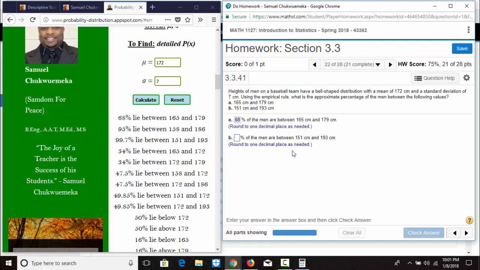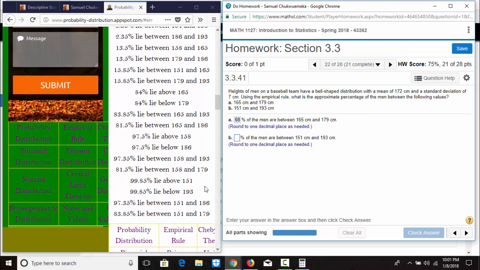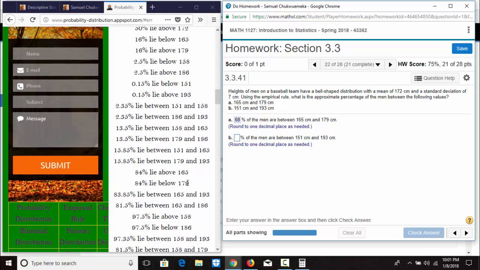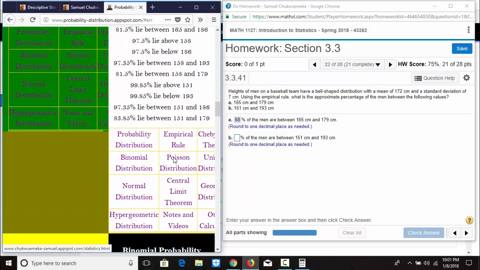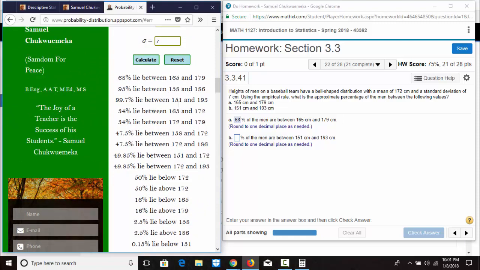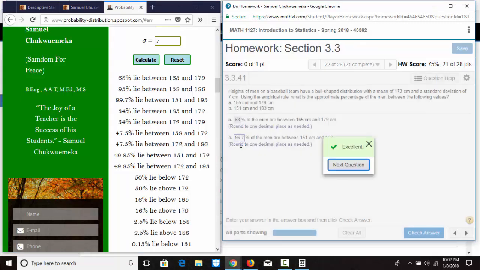Then what percent of the men are between 151 centimeters and 193 centimeters? So 151 and 193. Look for it. 151 and 193. Look at it here. I did all the possibilities, so you're going to find something here. But 151 and 193 gives us 99.7 percent.